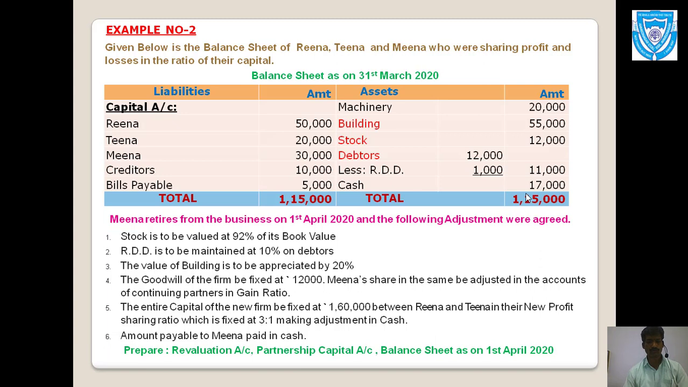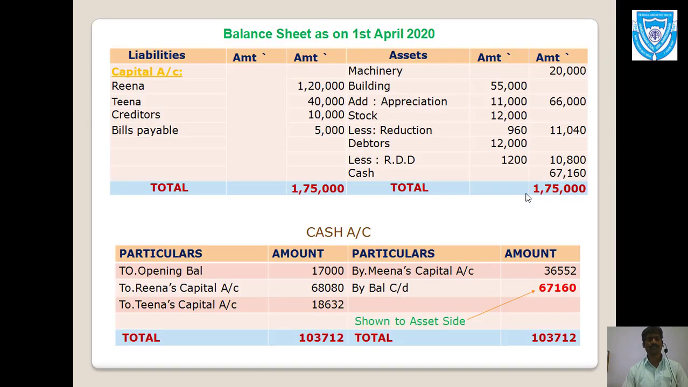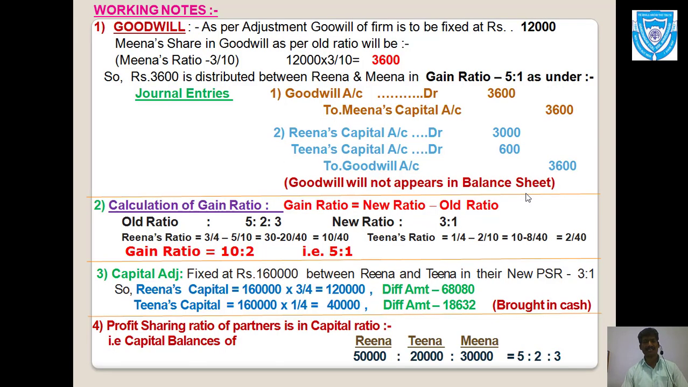Again, let us come to the example. Which are the adjustments we have to consider here in capital account? So we have considered adjustment number 1, 2 and 3. Let us come to adjustment number 4. Goodwill of the firm is fixed at rupees 12,000, and Meena's share is to be adjusted in the accounts of continuing partners in gain ratio. I have prepared one working note here for your convenience and understanding. Let us see goodwill. It is said that goodwill is to be fixed at rupees 12,000.